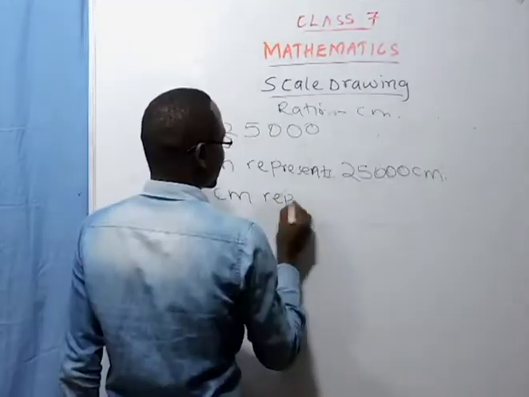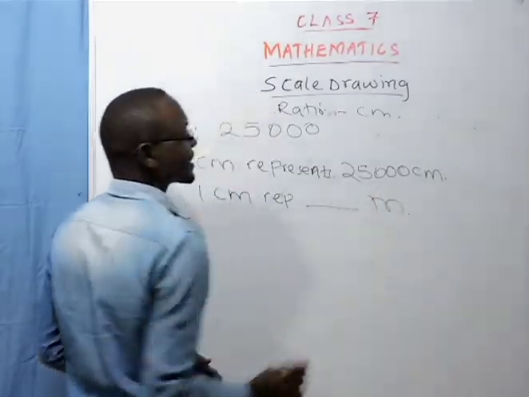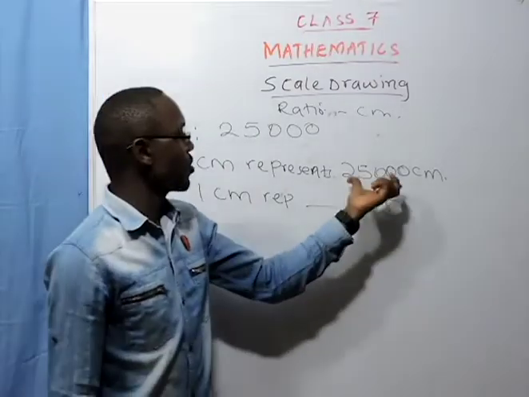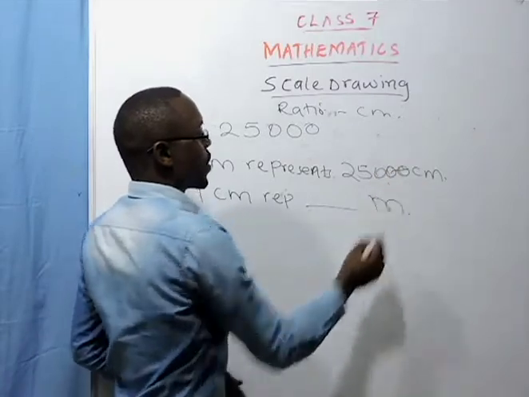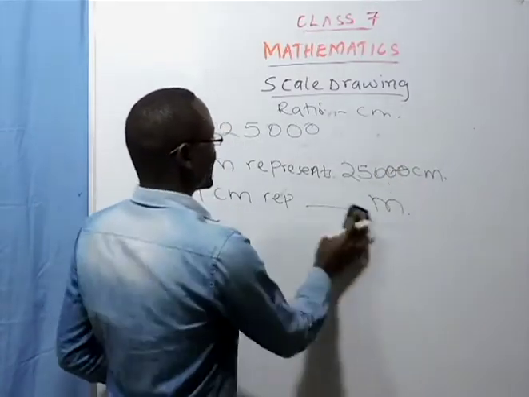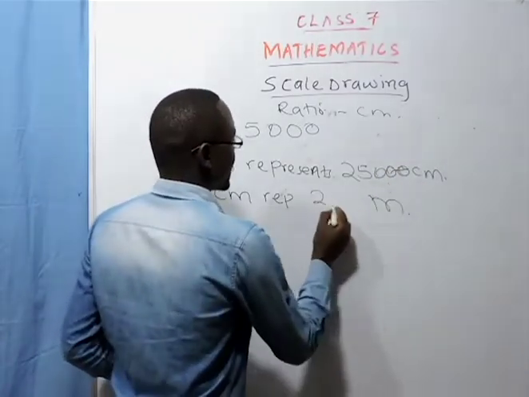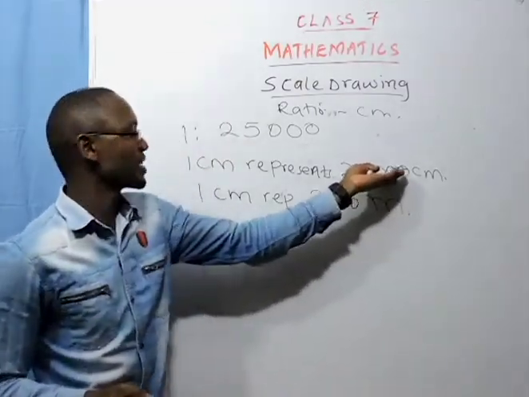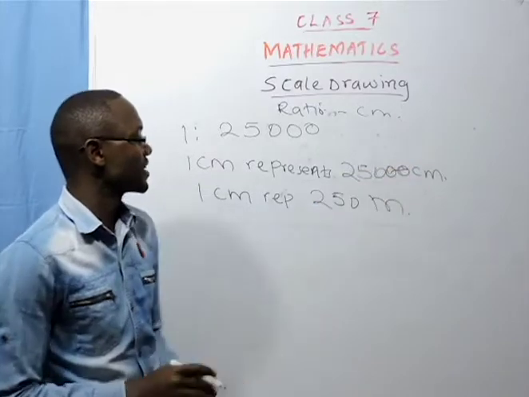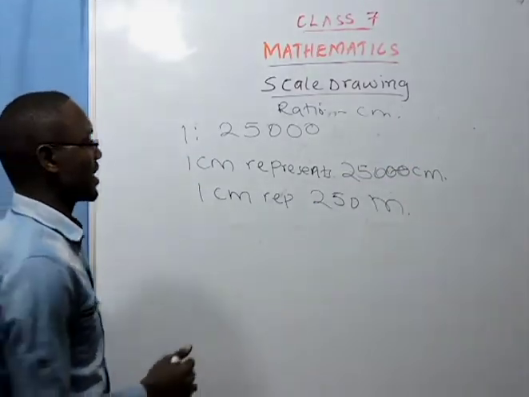Dash meters. How many meters are these? Convert 25,000 centimeters to meters. We divide by 1,000. So it will be 1 centimeter represents 250 meters. We convert the centimeters to meters.